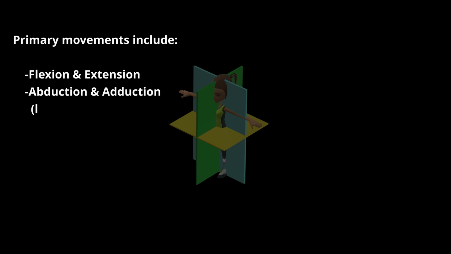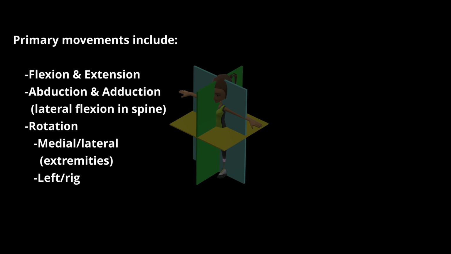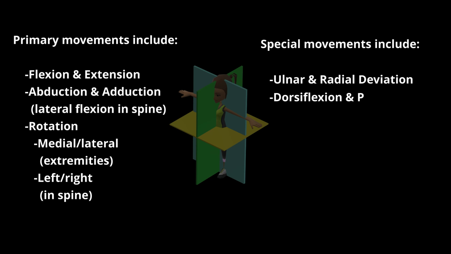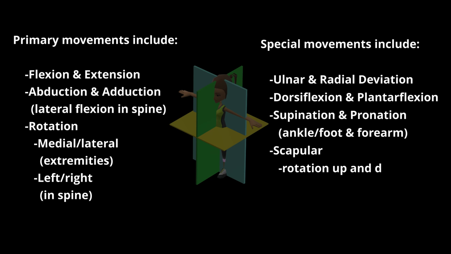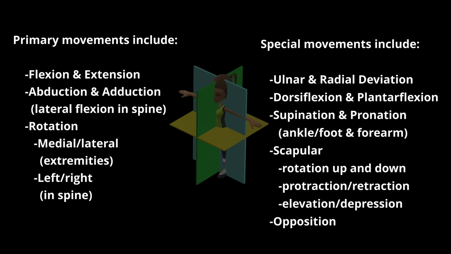So to review, we've learned a lot of osteokinematic terminology. Our primary movements include flexion and extension, abduction and adduction, referred to as lateral flexion in the spine, and rotation. Some of the special motions we described are ulnar and radial deviation at the wrist, dorsiflexion, plantar flexion at the ankle, supination and pronation both at the ankle, foot, and forearm, our scapular motions, and opposition of the thumb.